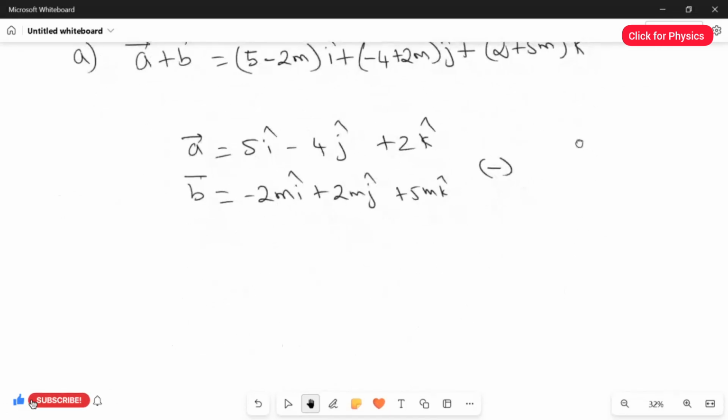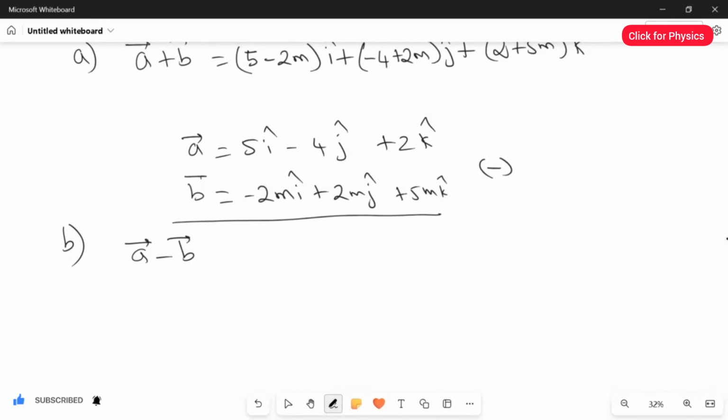Clear? So now we are going to find the answer for the B part. So what is our B question? We are going to subtract vector A minus vector B. So we should again do the same thing.